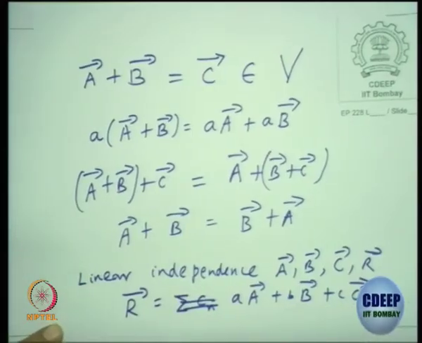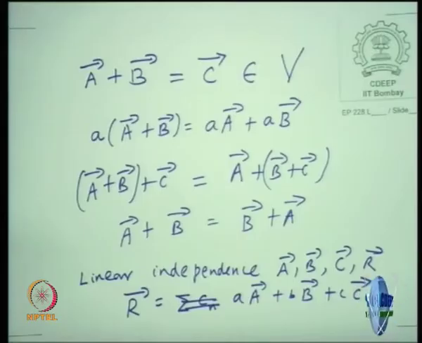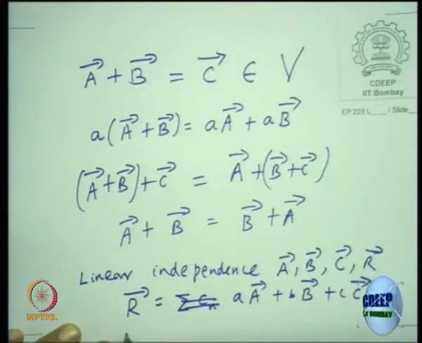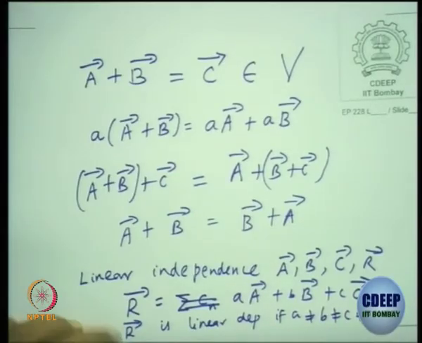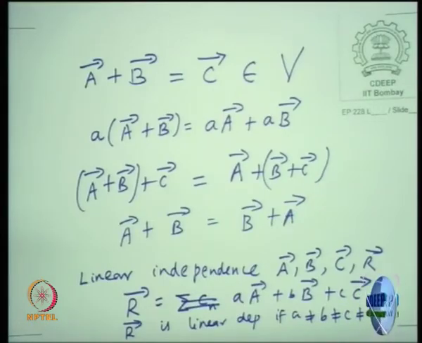You all learned this in your math course, right? So this R is linearly dependent if A is not equal to B, not equal to C, not equal to 0. A, B and C could be equal, but I mean those scalar coefficients can be non-zero. Then you will say it is linearly dependent.